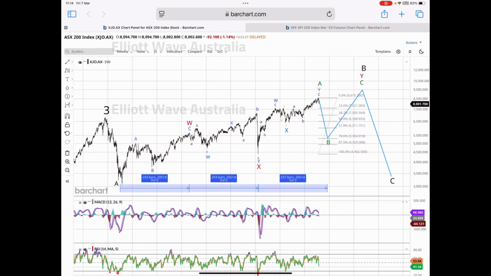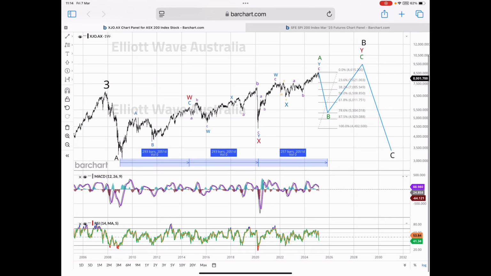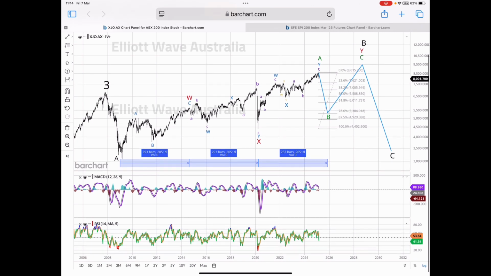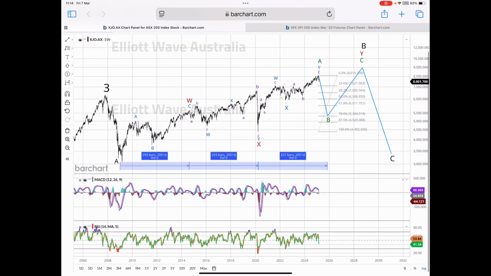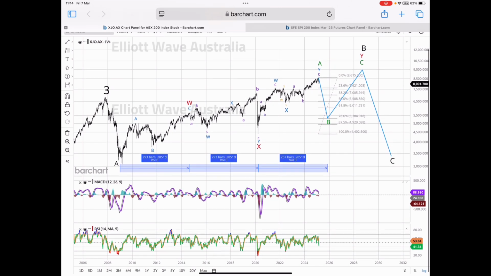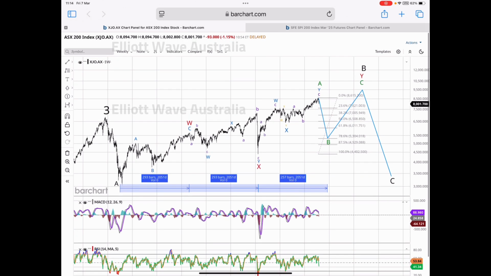So this is my long-term count of the XJO Australian Index. It's the cash market. So you can see, if I scroll down a bit to the left side of the chart, you can see that the GFC or pre-GFC high, I think that was November 2007, as a black wave 3.